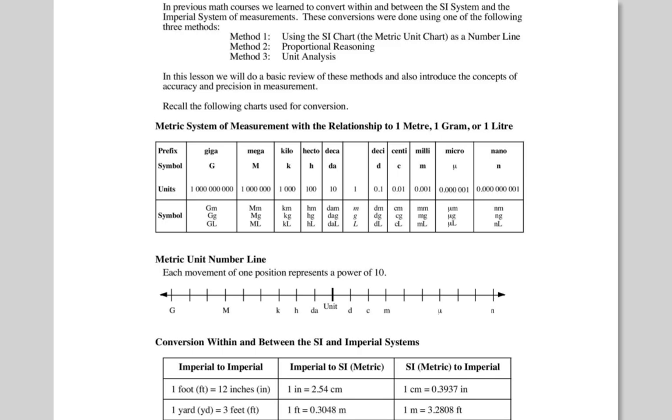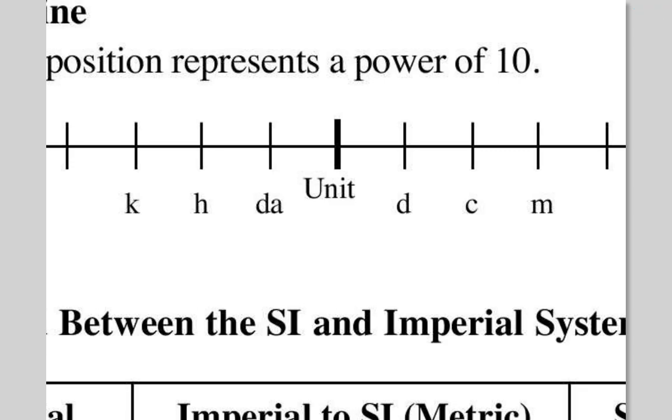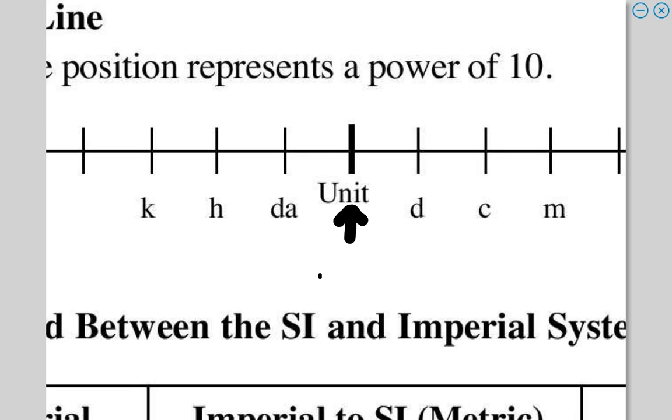The first thing you need to use is this metric number line, which is based on powers of 10. So let's just zoom into this on your page. Obviously, the thing in the middle, where it says unit, that's going to be your standard. So for example, if you're talking about length, we would use the meter. Then those letters will represent the prefixes. So like you have deci, centi, and milli.